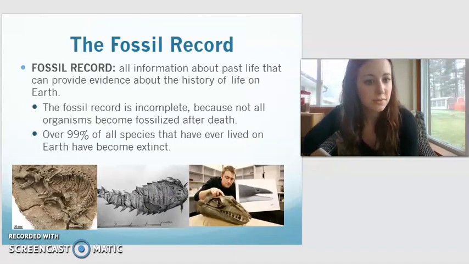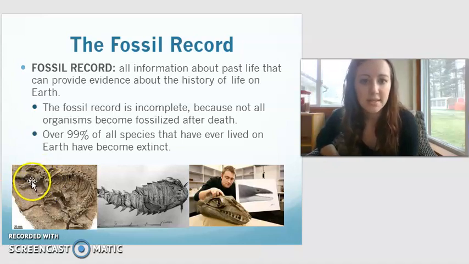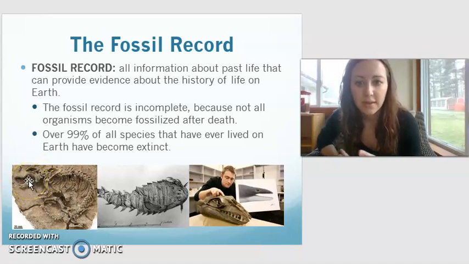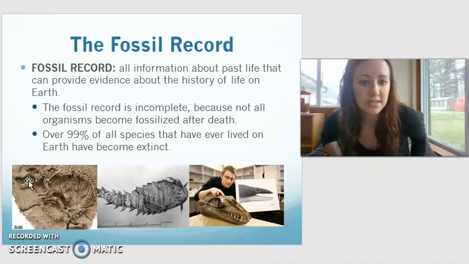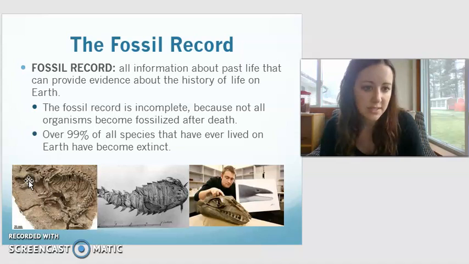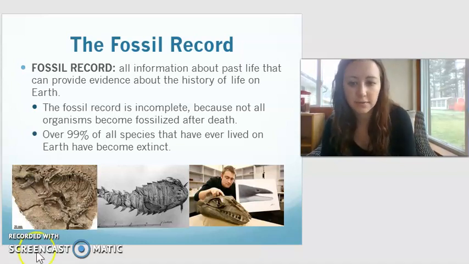The fossil record is also very good evidence for evolution. It has information about past life on Earth, and the fossil record is definitely incomplete because not all organisms are going to turn into fossils when they die. The conditions have to be favorable for an organism to turn into a fossil. So 99% of all species, I want to say it's actually more like 99.9%, that have ever lived on Earth have become extinct. So we're really only part of the 1 or 0.1% of extant species that are still alive on Earth.